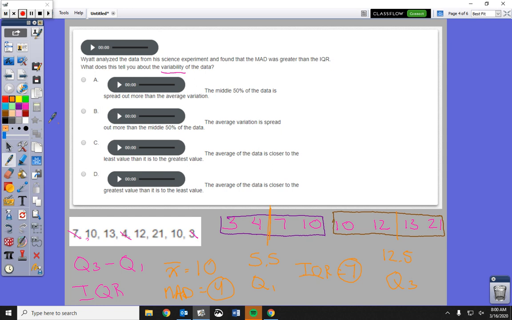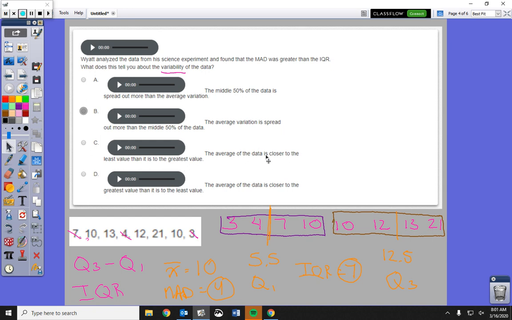And because of that large MAD but the smaller IQR, we want to say that the average variation is spread out more than the middle 50%. The middle 50% would be tightly aligned, whereas the average variation would be greater. The correct answer for this is B. The middle 50% of data is spread out more? No. If the middle 50% is spread out more, it'd be our IQR that is larger than our MAD.